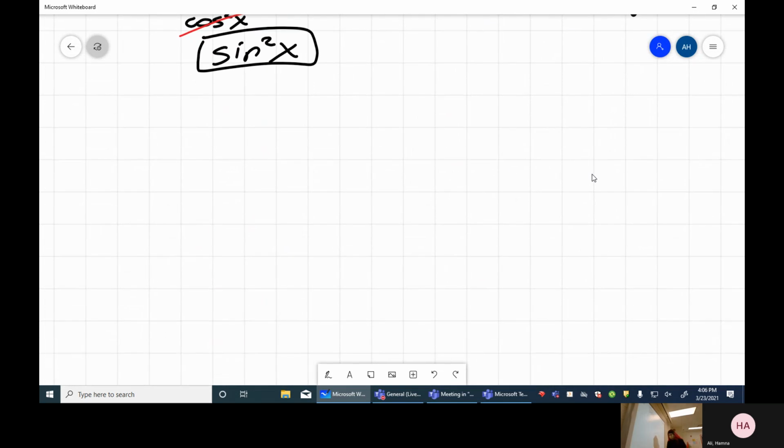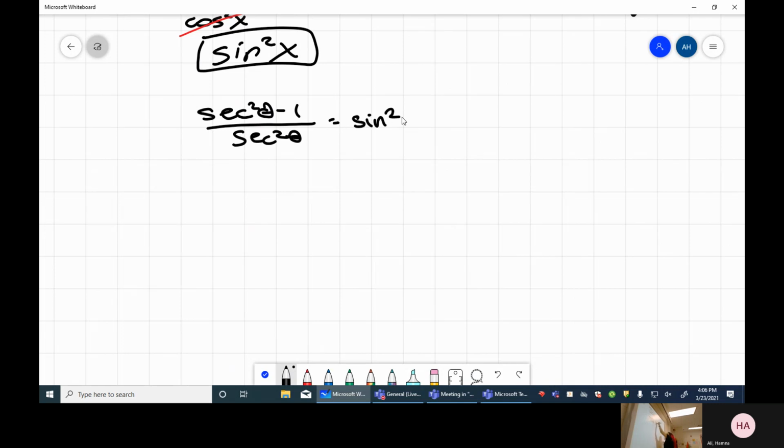And there's more than one way to use identities in a problem as well. So that problem we just did, secant squared theta minus 1 over secant squared theta is equal to sine squared theta, there's actually a shorter way to do it. I could just rewrite this fraction as secant squared theta over secant squared theta minus 1 over secant squared theta. Nothing wrong with that. I'm just rewriting a fraction. It's still algebraically the same. And then we can simplify this. Secant squared theta over secant squared theta is just 1. And 1 over secant squared theta gives us cosine squared theta.